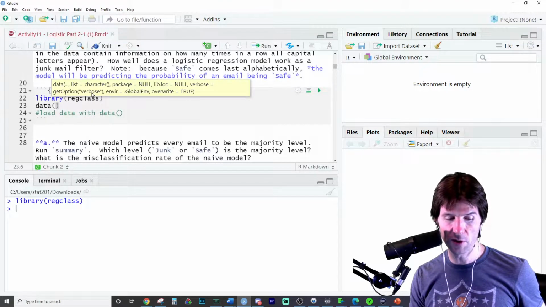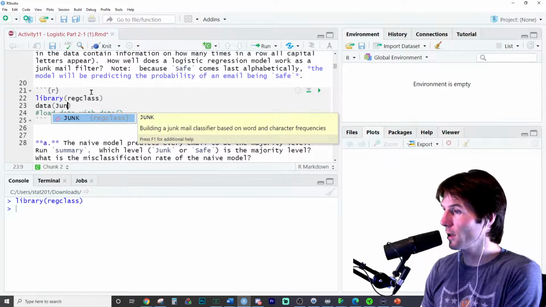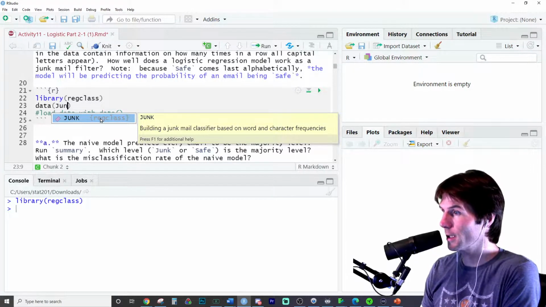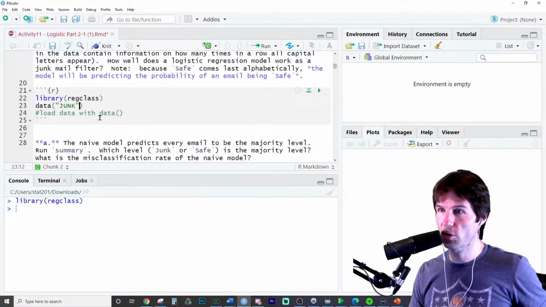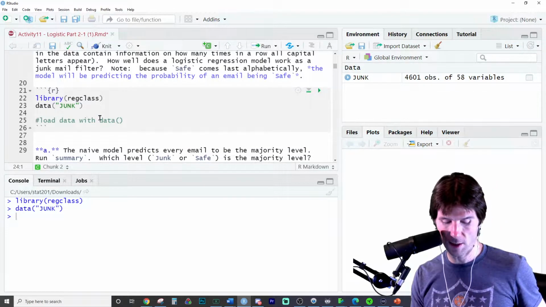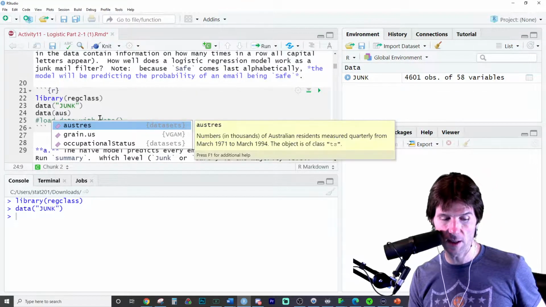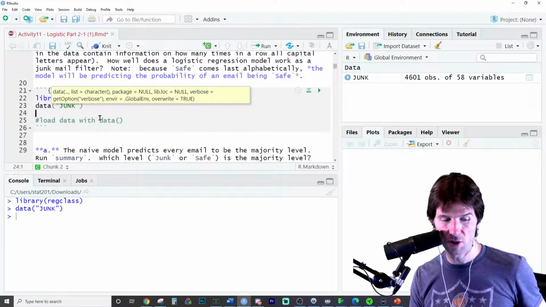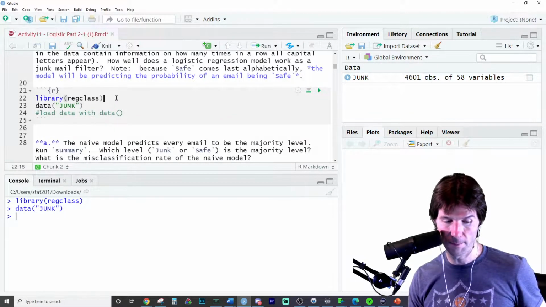Now, the reason you'll know this is in the regclass data set is when you type it properly, you'll see regclass right there. So this is a regclass data frame. Any sort of data frame will tell you what it comes from. Like, do I have the AUST data on? I don't have it. This is just another example of using a different data frame.